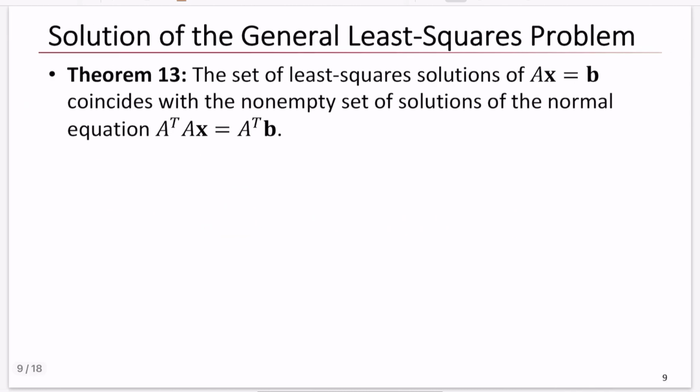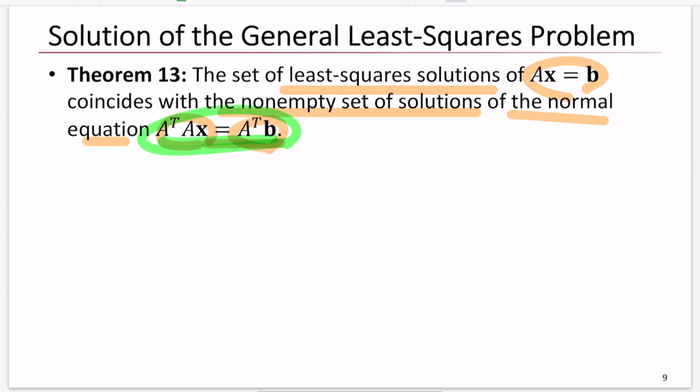Right. So in other words, the set of least squares solutions of Ax equals b coincides with the non-empty set of solutions of the normal equation A transpose A x equals A transpose b. This solution is going to be the least squares solution for the original linear system Ax equals b. That's what I want to do today.